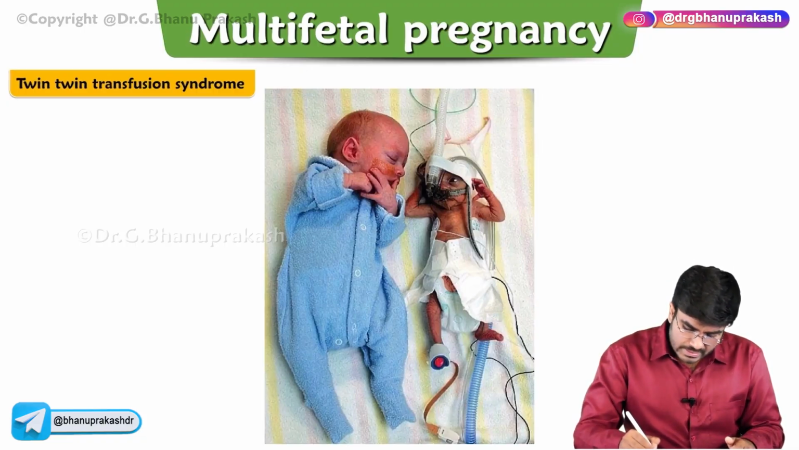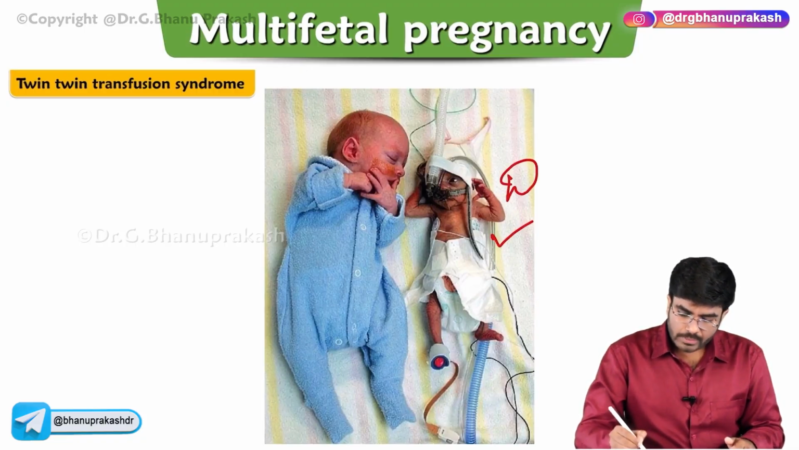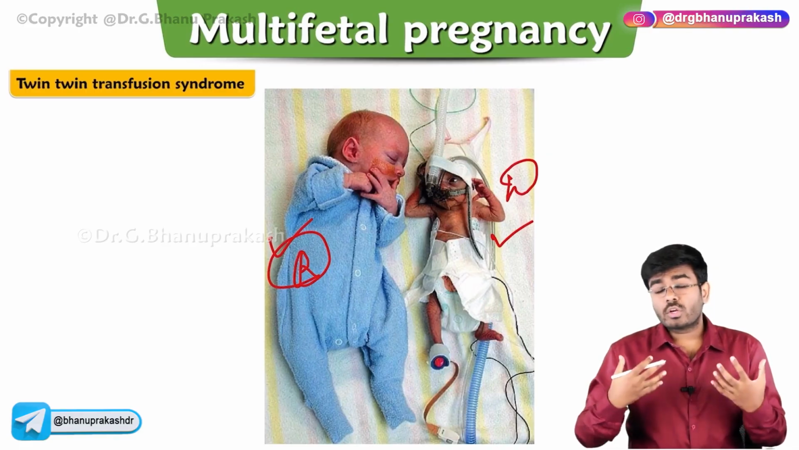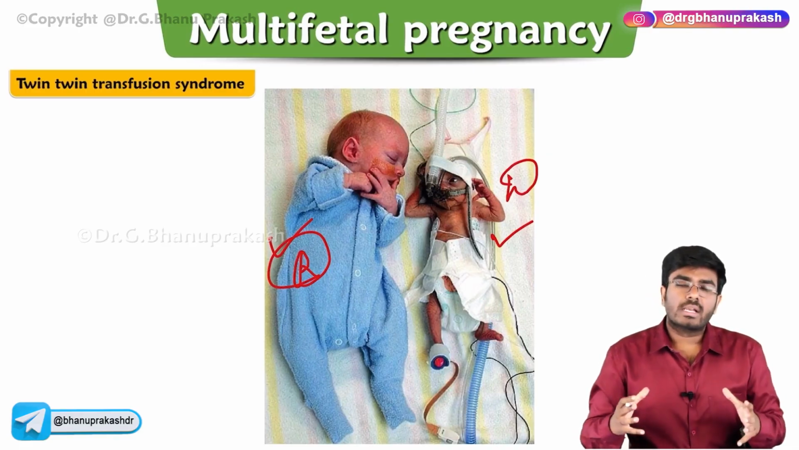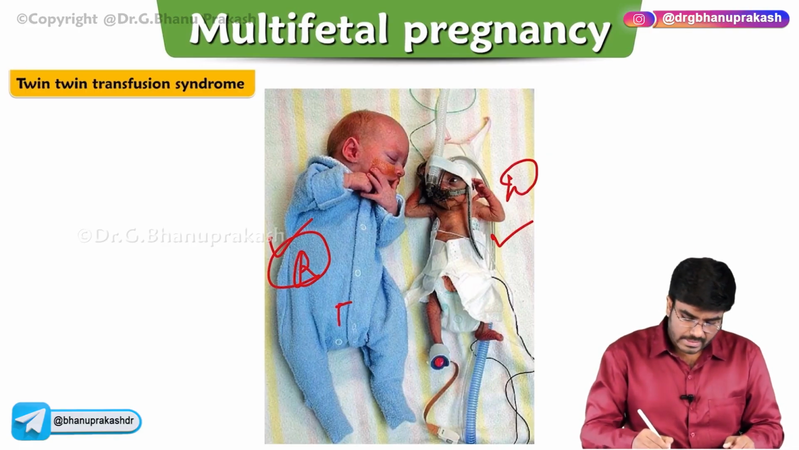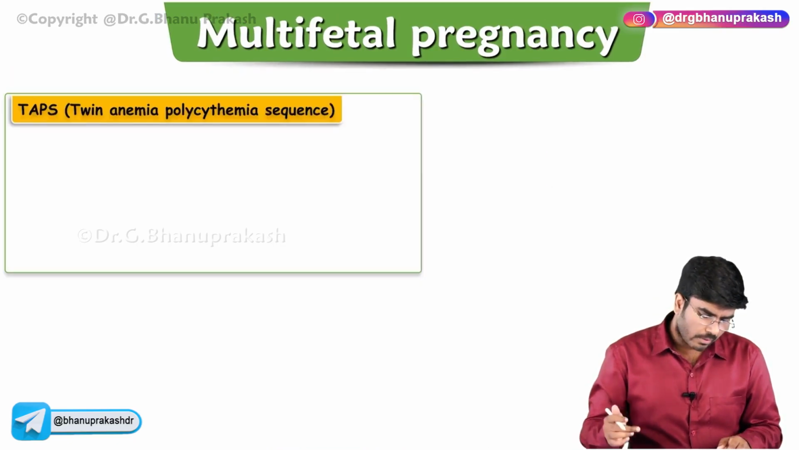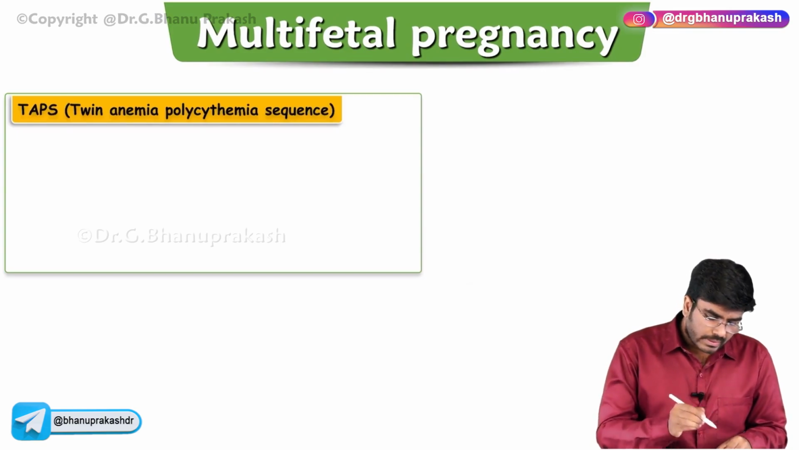Here you can see one baby which is a donor, growth restricted, and the other baby which is a recipient, who is going to receive a lot of blood and grows larger in size. And this baby is taken as an index baby, reference baby. Now let's talk about TAPS.